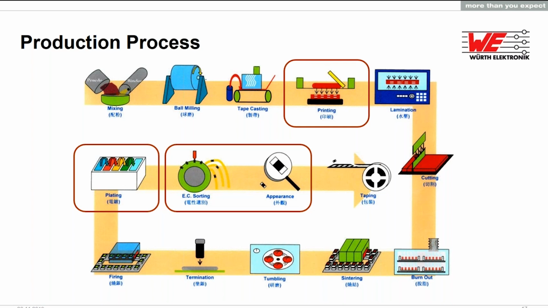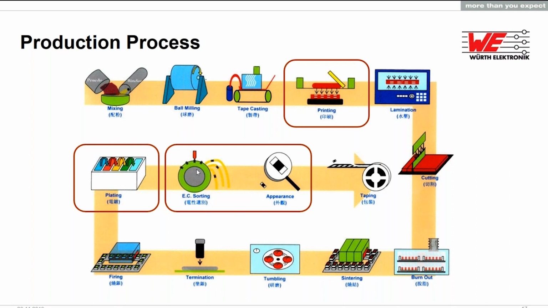Then each part is tumbled. Tumbling is to smooth out the edges. Termination happens to dip both sides of the chip bead to make a connection. Then it goes through the oven again. Then plating, where you put on layers for your soldering. And that is the completion of a multi-layer ferrite. Then it goes through sorting, where you look at the electrical specs to make sure they're qualified, and appearance, how does it look? And lastly, they all go into a reel.